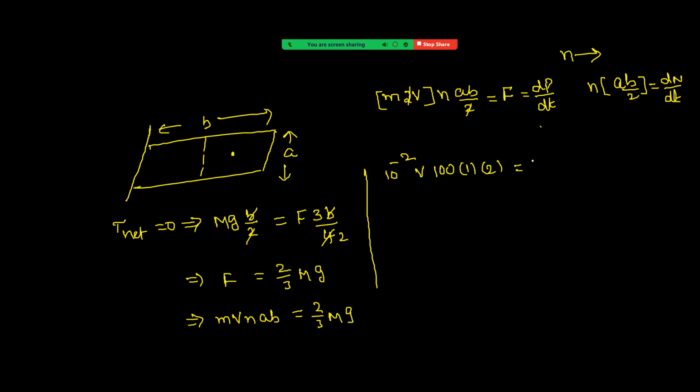Right. This is equal to 2 by 3. In the place of mass, it is 3 kg. G value 10. Okay. Remaining just a calculation. 3 gets cancelled, 2 gets cancelled, 10 power minus 2 and 100 get cancelled. So V equal to 10 meter per second. So just taking that the plate is now in equilibrium, so net torque equal to 0.